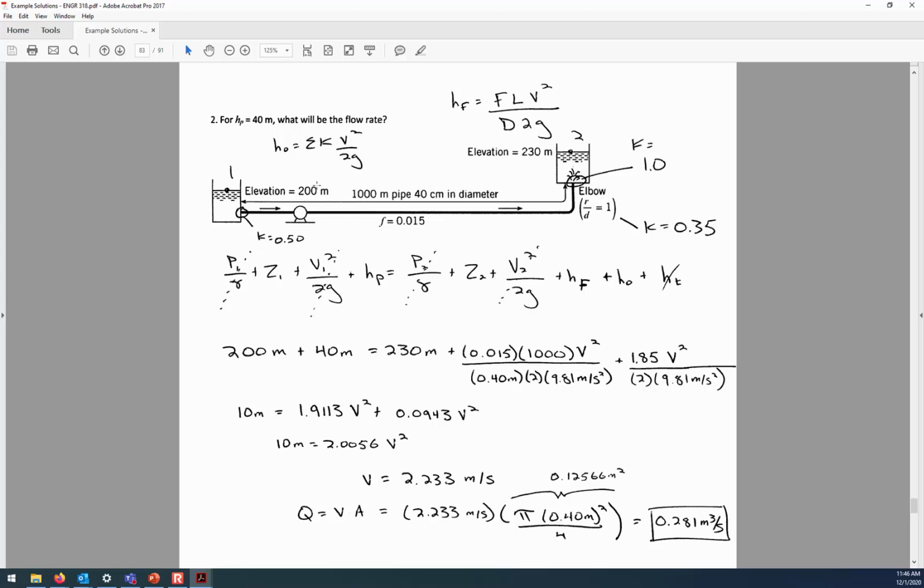And if this is a real world scenario and you're trying to get water up to this elevated tank more quickly than 0.281 cubic meters per second, then that would tell you you need to add more pump head. So you need a bigger pump that's able to add more than 40 meters of head. If you're adding 50 meters of head, that would essentially double the driving force that's available to overcome friction and local losses. And so that would increase the flow rate a lot. It wouldn't double the flow rate because it's a nonlinear relationship.